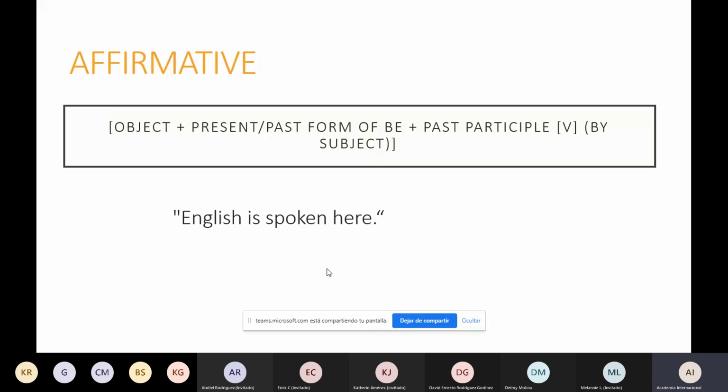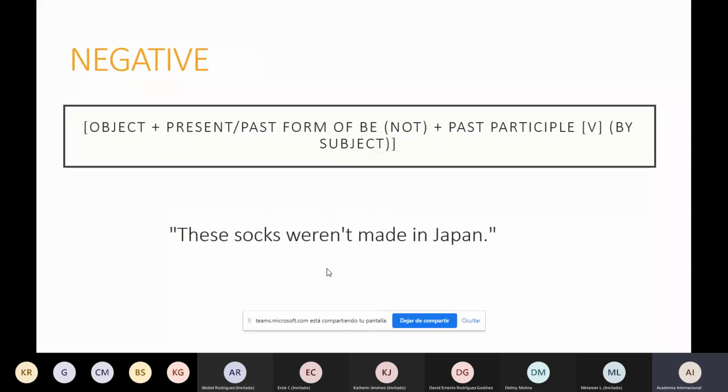Or English is spoken here by you, por ti. O por nosotros. Inglés es hablado acá por nosotros. English is spoken here by us. Por nosotros. No decimos by we, sino que acá es by us. By us, por nosotros. Aquí es donde utilizamos los object pronouns que en su momento me imagino que los vieron, ¿no?